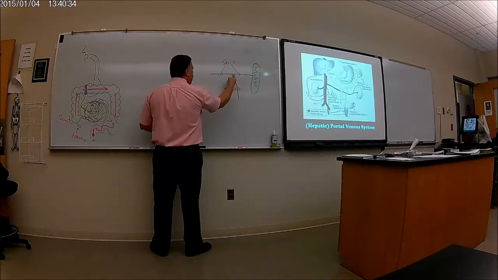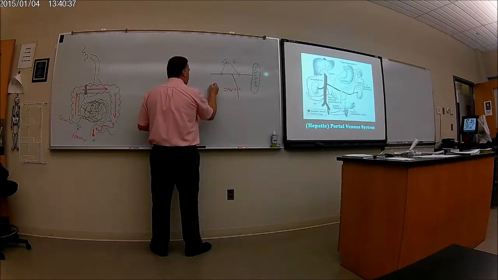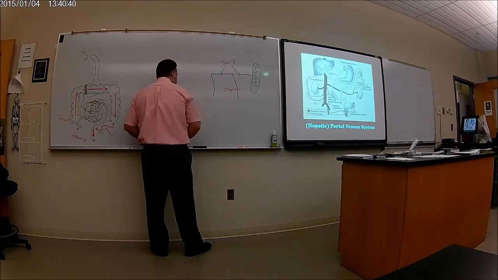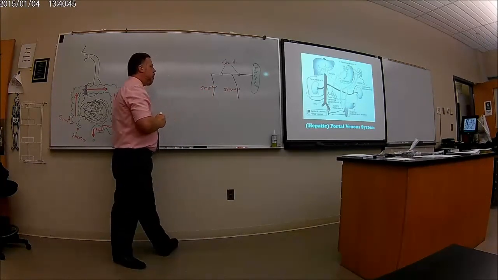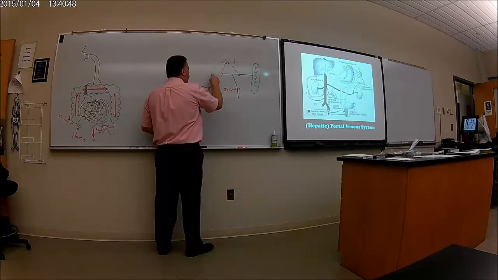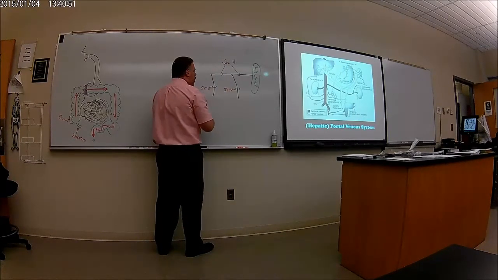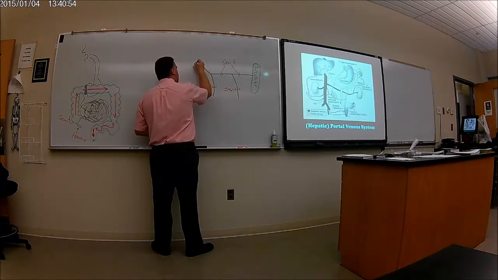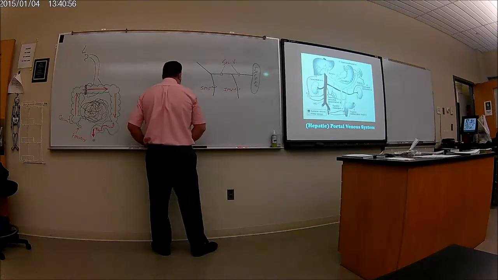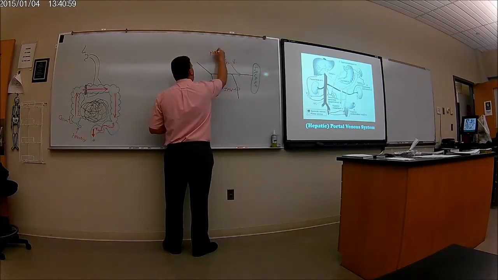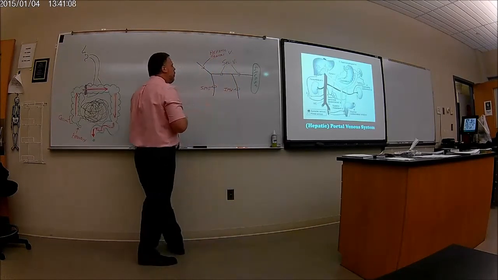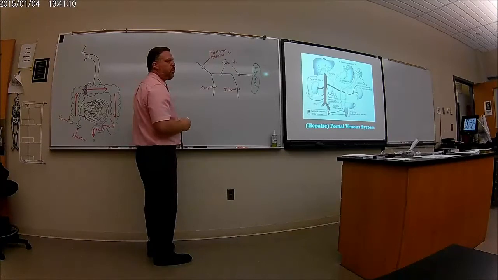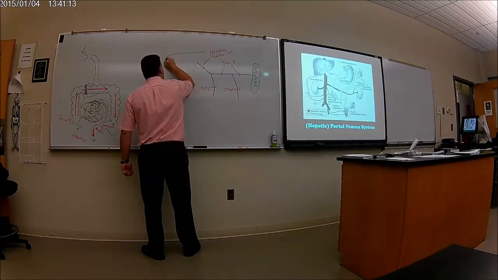The splenic vein continues until it meets up with another vein. This is called the superior mesenteric vein. When the splenic vein and the superior mesenteric vein meet, they become one. And this is called the hepatic portal vein, and you have to put portal here. This is going to go into the liver.